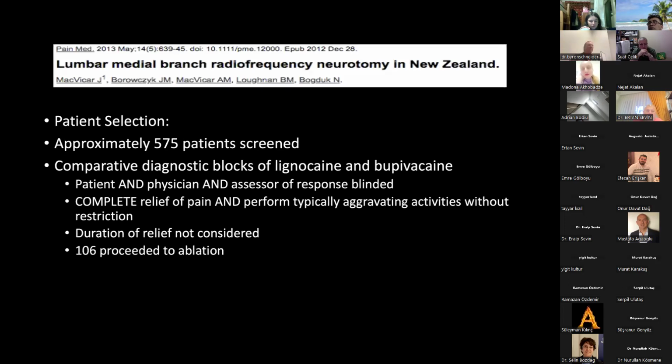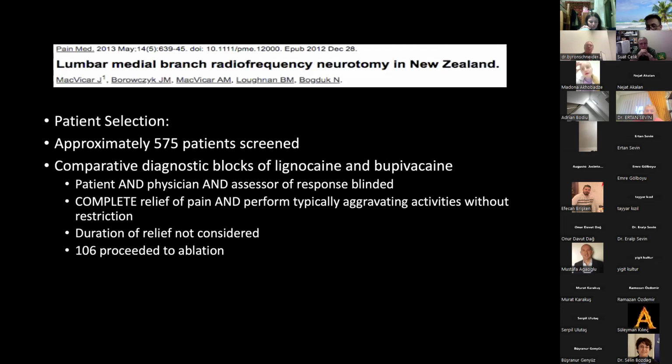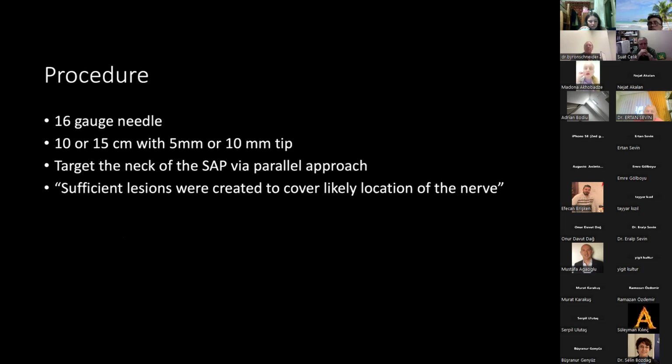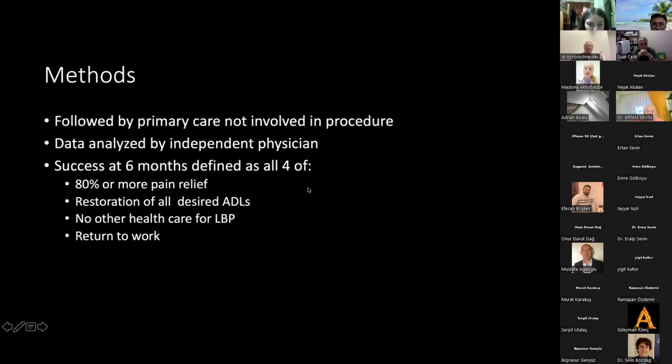John McVicker did a very similar study, but had a lot more patients. So they looked at 500 patients. They did 2 blocks. They got it down to 106 patients who had positive response to 2 medial branch blocks. They performed the procedure with 16 gauge needles, and they did multiple lesions with 16 gauge needles.